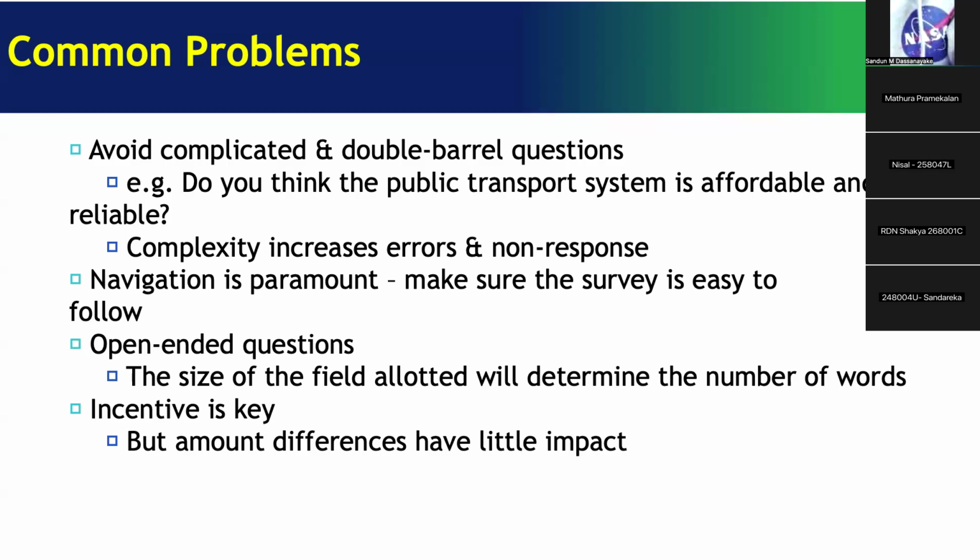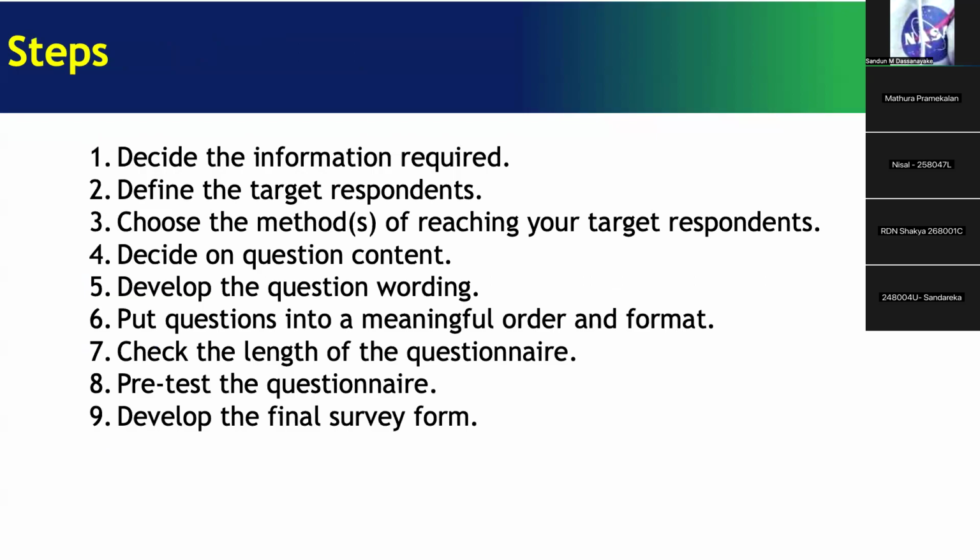Open-ended questions, the allowed size to write in, and incentives, but amount differences have little impact. You can give a toffee even, that feels good to the respondent, like a pen. It doesn't cost much, but it gives a little belongingness, something that you receive for what you do. Even a token, a small little thing to wear, like a pin or something, that would be a very good thing. So decide the information required, define the target respondents, choose the method, decide on questions, develop the question wording, put questions into meaningful order, check the length of the questionnaire, pre-test it, develop the final survey form.